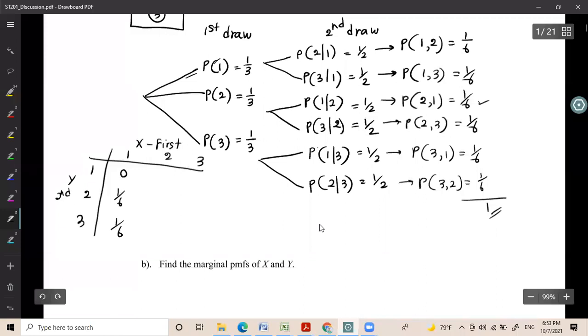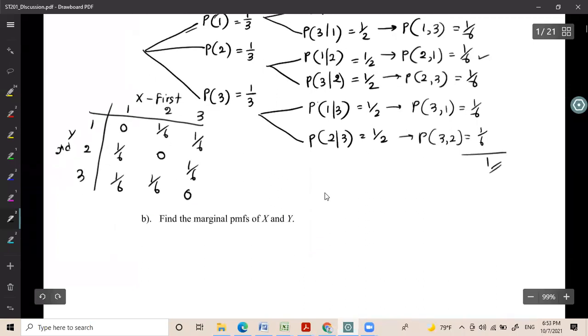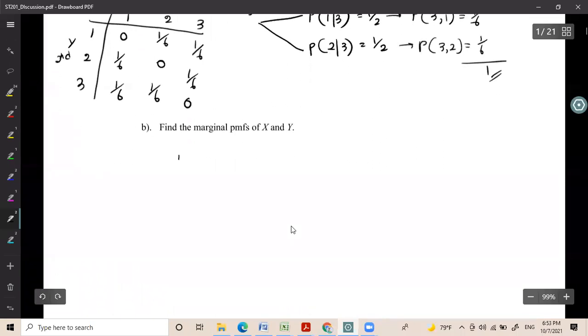So you'll see that all these are 1/6. First 2 and second 1. 2, 2 cannot happen, 0. So that is our PMF. Okay, so you can easily find it. Now, what are the marginal PMFs of X and Y?